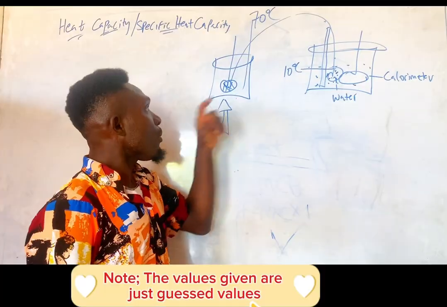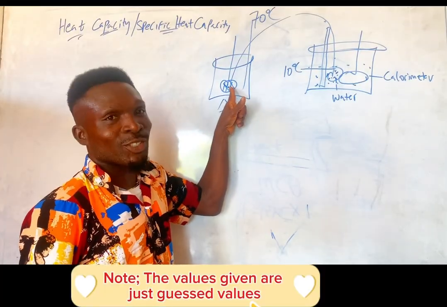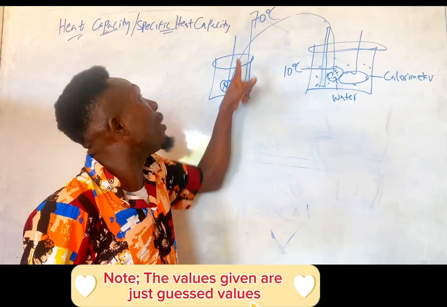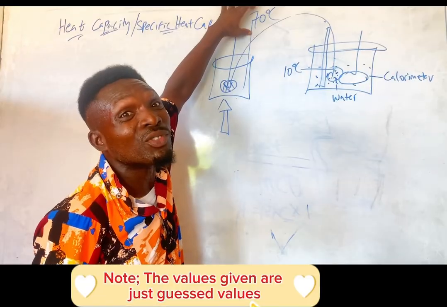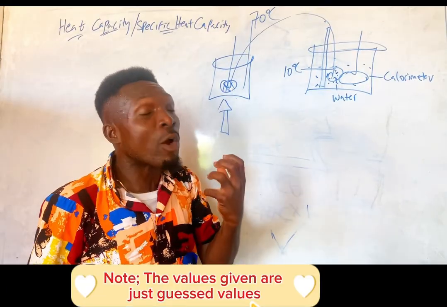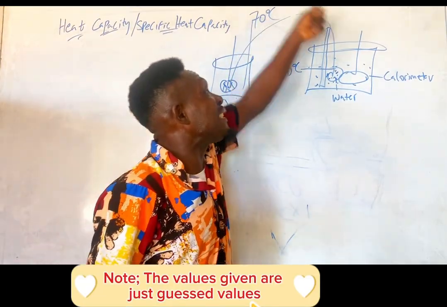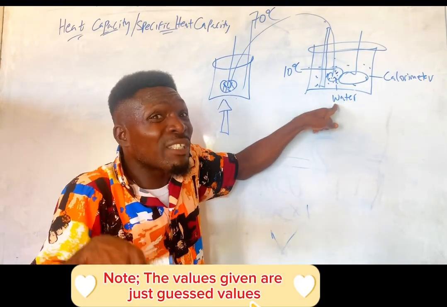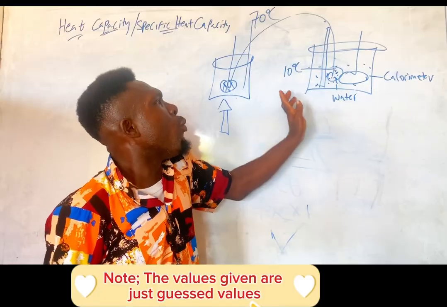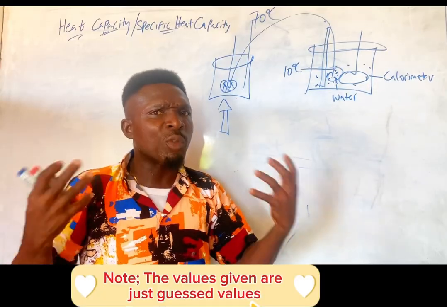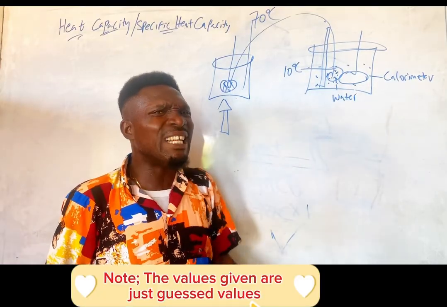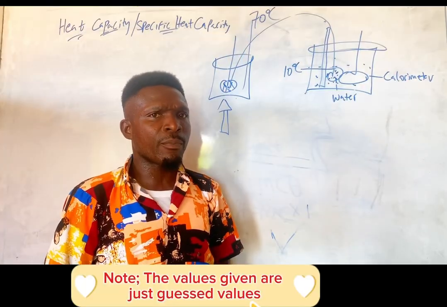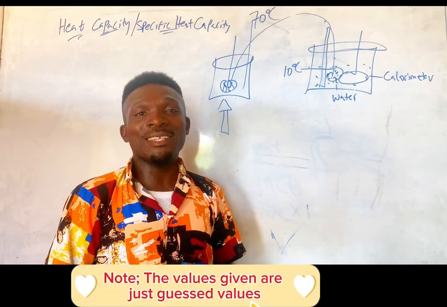The metal was inside this container that was heated up to a temperature of 70 degrees Celsius. Of course, the temperature here will be very hot. And immediately I transfer it into this container that has water, but the temperature before was 70 degrees Celsius. When I do this, take a time to think: what do you think will happen to the temperature here? Will it increase or decrease? Drop your answer in the comment section.